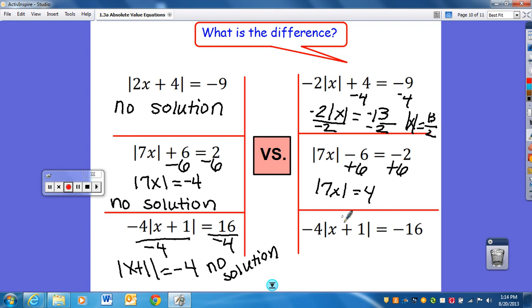This one looks similar. However, I have negative 16. I have the negative 4 outside the absolute value symbol. And when I get the absolute value symbol by itself, I will be able to solve this problem and get two solutions, because once I divide, it's equal to positive 4.